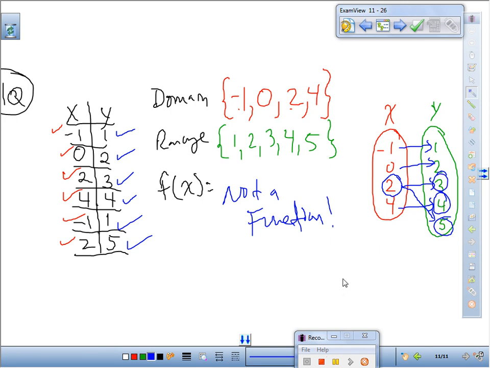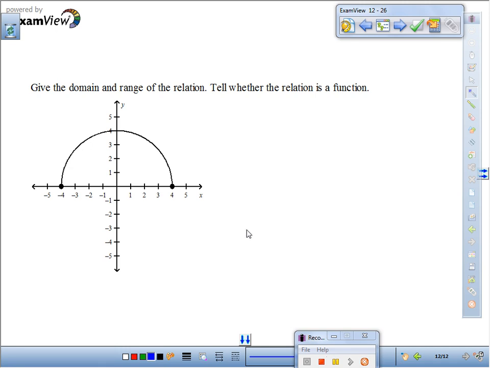Hands up if you got that. Not a function. Okay, let's move on. Number 12. So look at this one. It says, give the domain and range of the relation. Focus, please. So I'm going to write domain. I'm going to open bracket and range. And I'm going to open bracket.